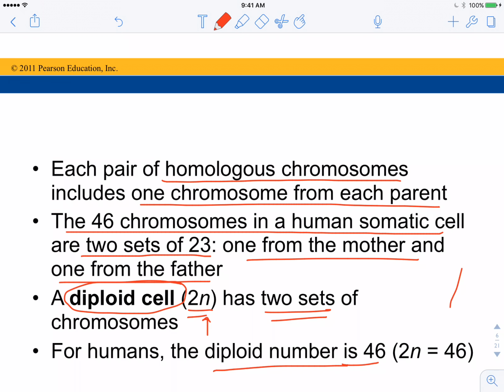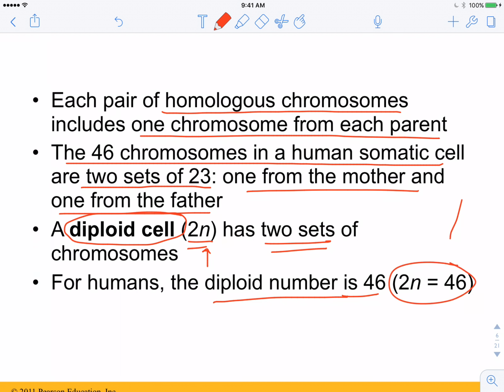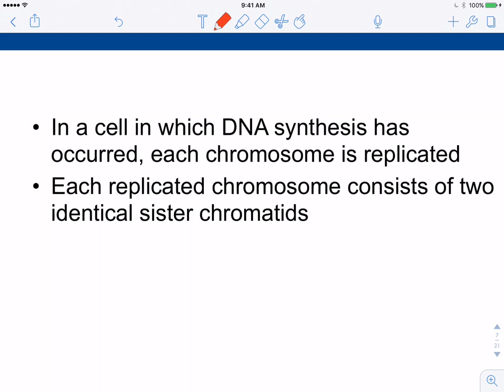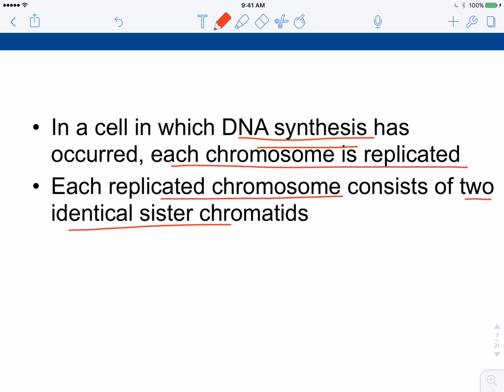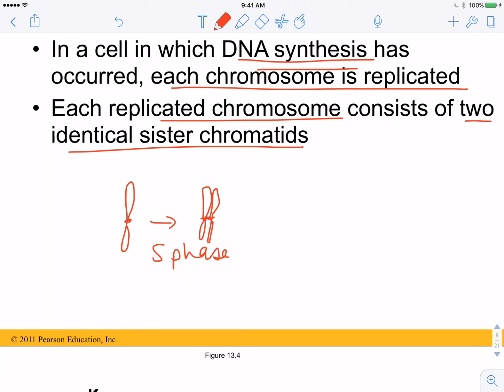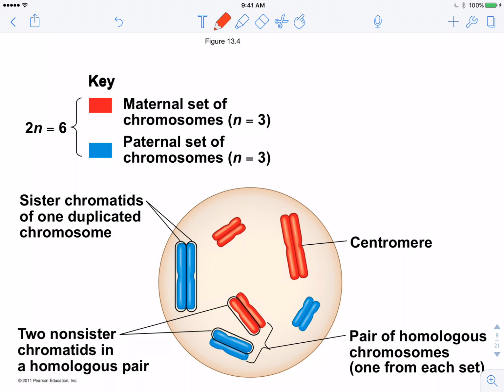So again, 2n equals 46. In a cell where you have DNA synthesis, chromosomes are replicated. And replicated chromosomes have 2 identical sister chromatids, right? So if I have a chromosome here, it goes through S phase and replicates itself. Just pretend those are completely identical. So now it has 2 identical sister chromatids. And if we look here, here are the sister chromatids of 1 duplicated chromosome.